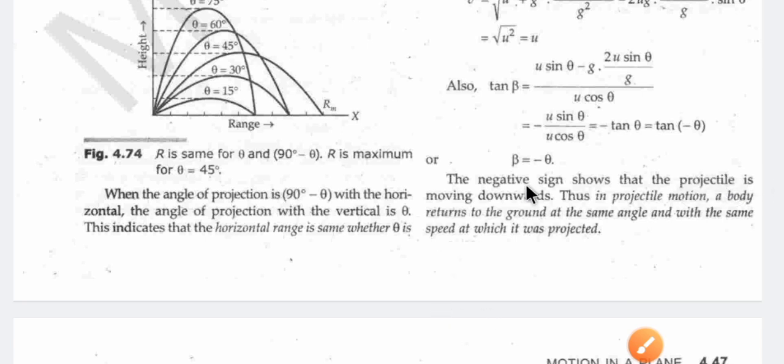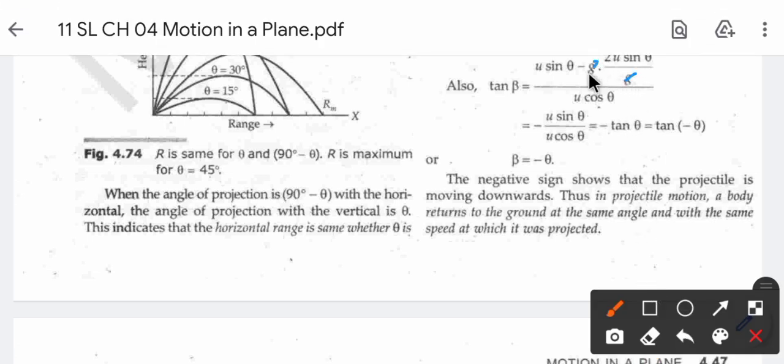And if we find tan beta, it is u sin theta minus gt, and t is 2u sin theta by g, and here also g and g get cancelled, and we are left with u sin theta minus 2u sin theta, that is minus u sin theta divided by u cos theta, and u gets cancelled, that is minus tan theta. So tan of minus theta, then beta is equal to minus theta. The negative sign shows that the projectile is moving downwards. Thus in projectile motion, a body returns to the ground at the same angle and with the same speed at which it was projected.